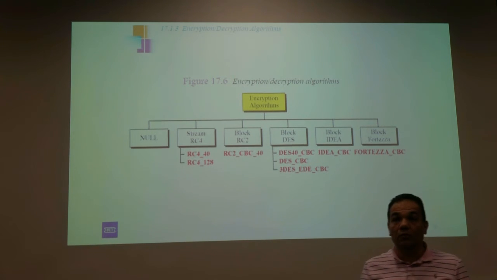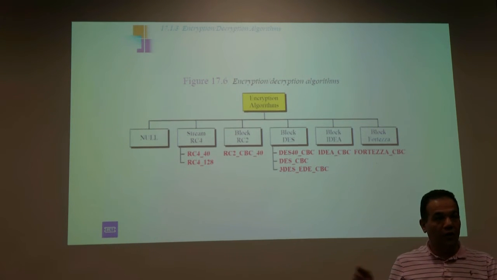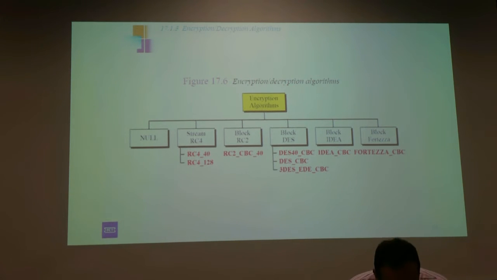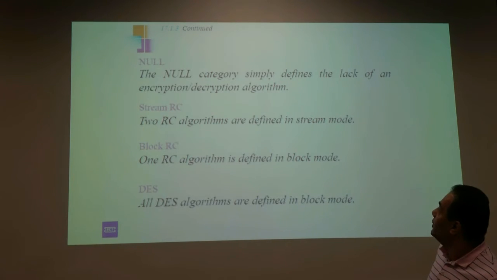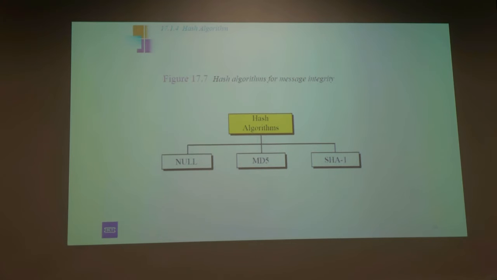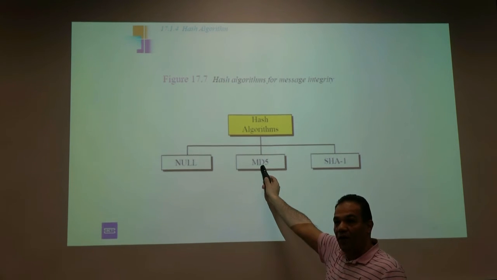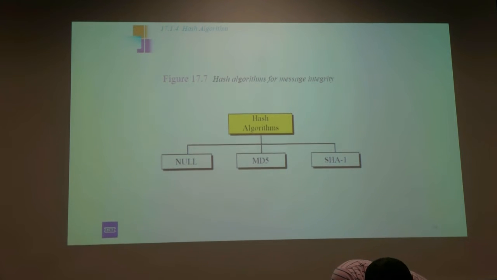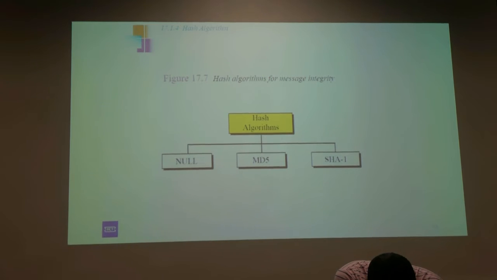So what we learned now is that there are 6 ways for key exchange and 6 different algorithms for encryption. And for message authentication, which is the hash, creating the digest, we have null, which means there is no digest, or MD5, or SHA-1. MD5 is 128-bit, and SHA-1 is more secure.